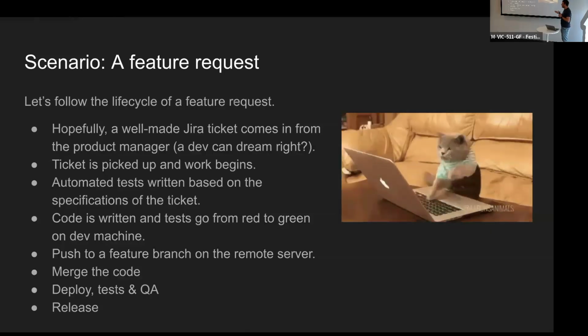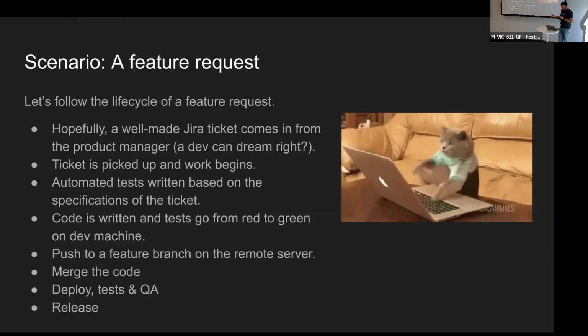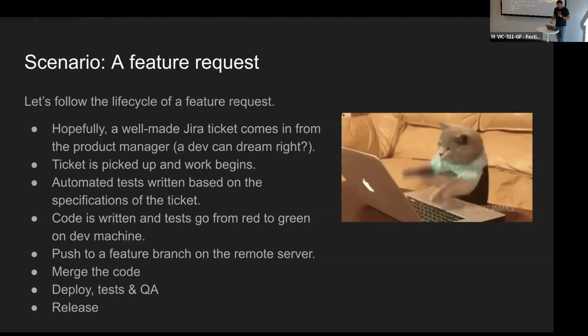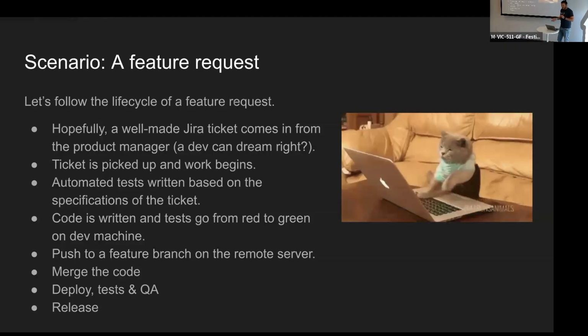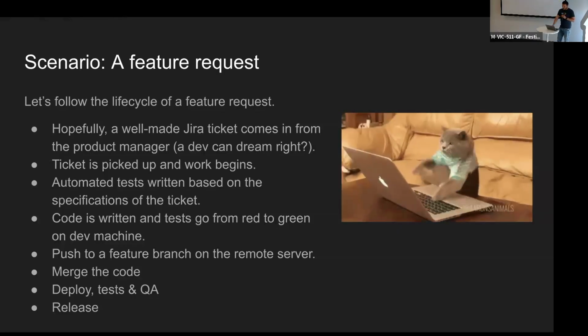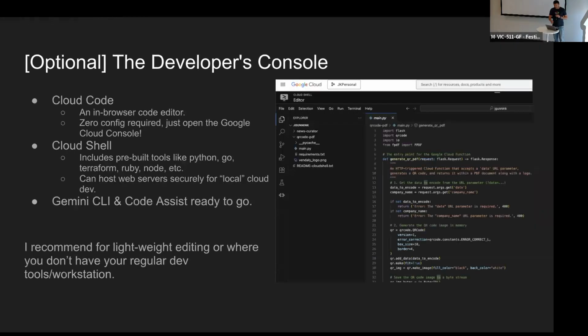Once the work is completed, there'll be some automated tests that are written based on the specs of the ticket. The code's written, and then those tests go from red to green if you follow the TDD approach on the dev machine. And then we might push them to a branch on a remote server, which will get tested and then reviewed. And then eventually we merge the code, we deploy that code, and we have QA and test, and then finally the release. So for phase one, let's talk about some of the tools that you can use.